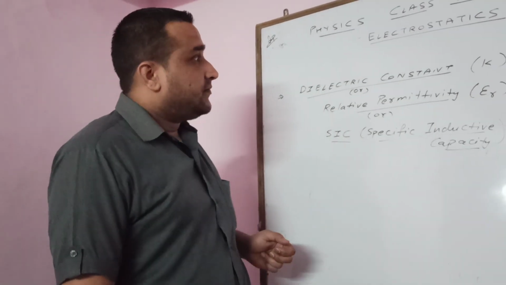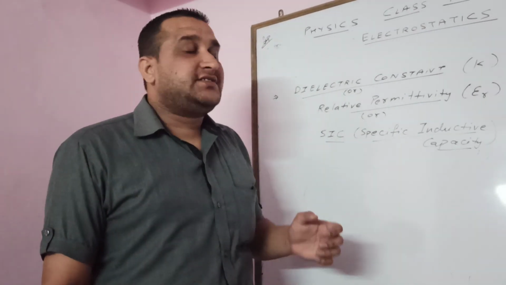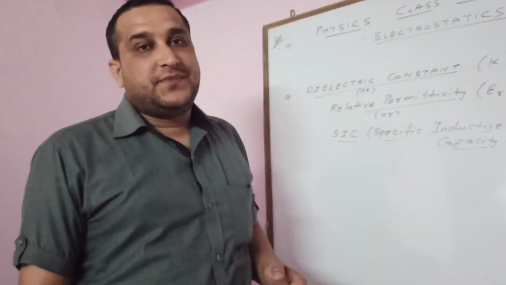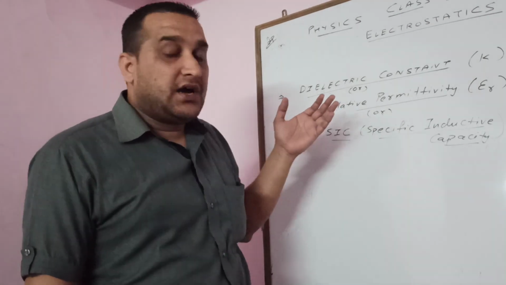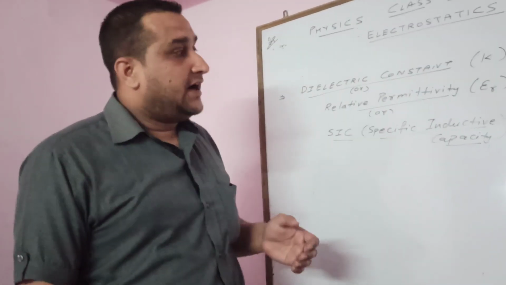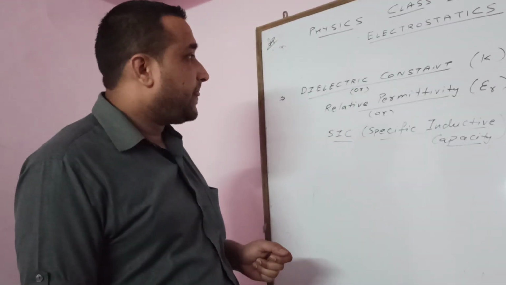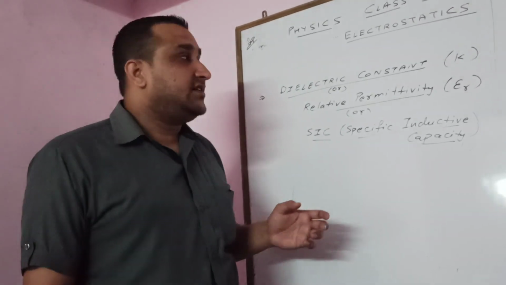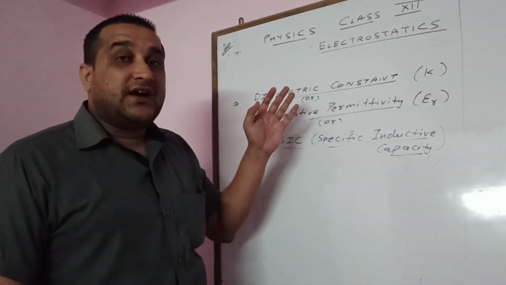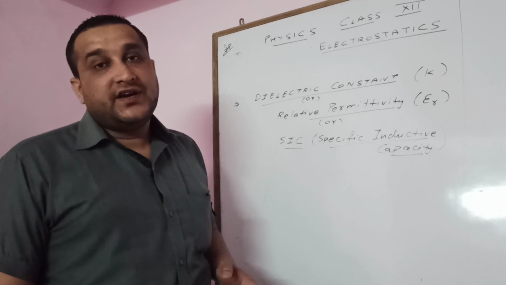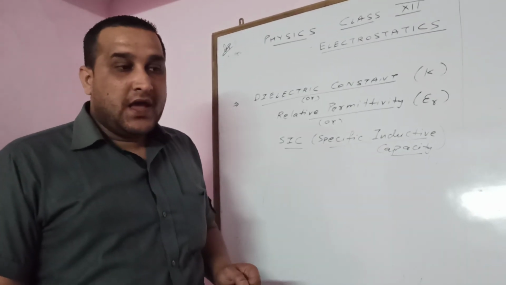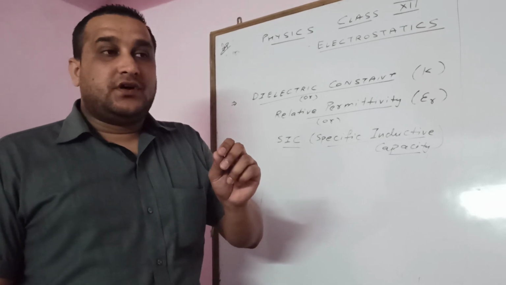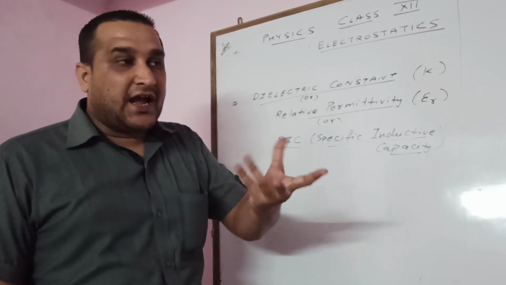Hello everybody. Now in the next lecture of our electrostatics chapter, we have already discussed Coulomb's law, charge, and also electrostatic induction. Now in the next topic we are discussing the dielectric constant or relative permittivity, which is also called the specific inductive capacity. One thing that comes to your mind is: what is the dielectric constant?